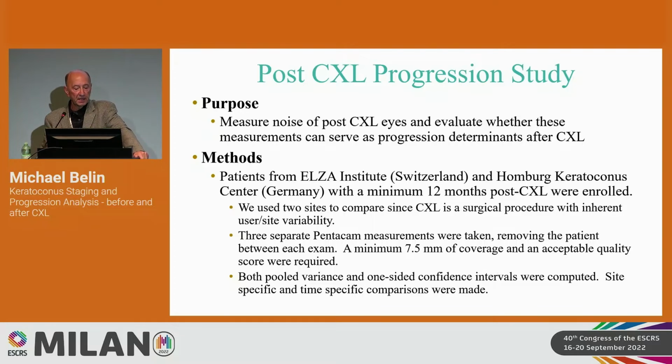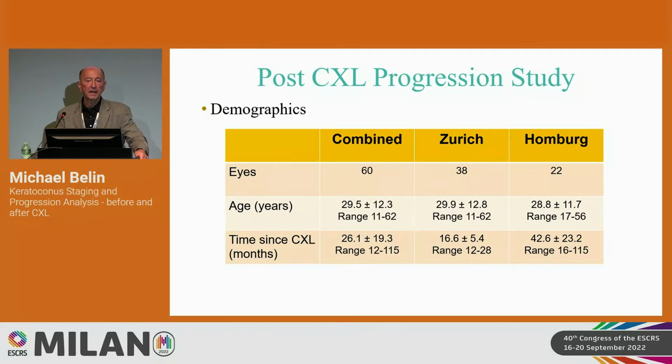We used two sites basically to compare the two sites, since cross-linking is a surgical procedure and there is some inherent variability between sites. We did 3 separate Pentacam measurements. We required at least 7.5 millimeters of coverage and an acceptable quality score. And similar to what we did before, we did pool variance and determined one-sided confidence intervals. We ended up looking at 60 eyes, 38 from Zurich and 22 from Hamburg.